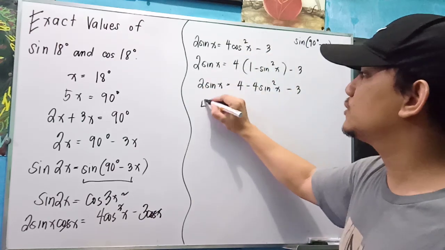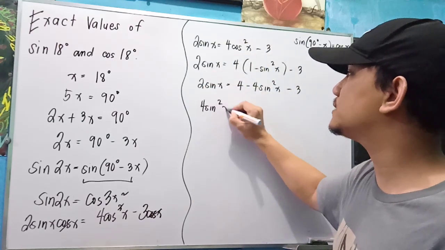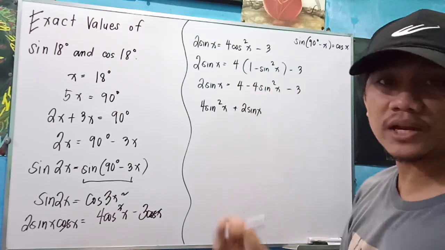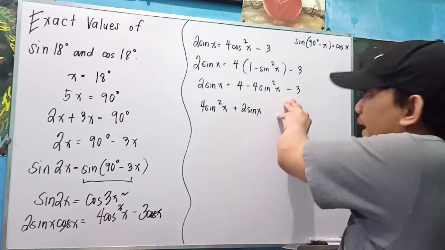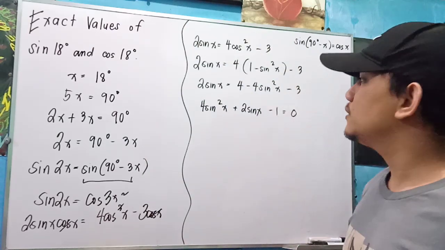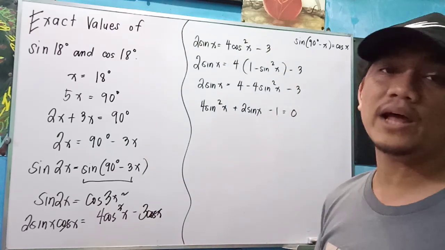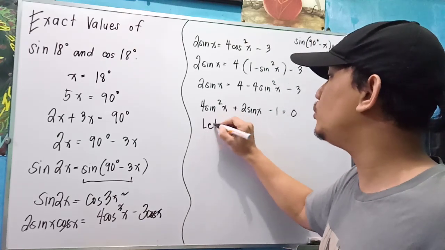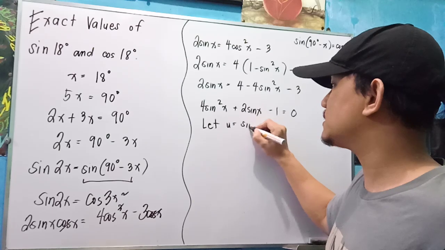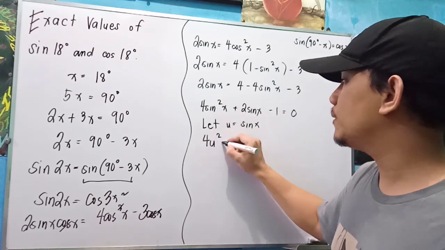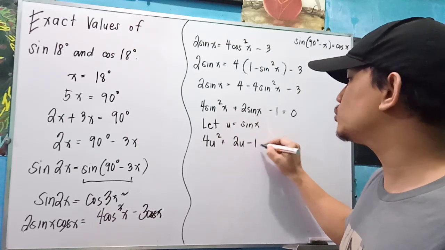Lipat natin. So, we have 4 sine squared x plus 2 sine x. This is 4 minus 3. That is 1. Kaya lang lipat sa kabila. That will be negative 1 equals 0. So, para maging mas madali yung pagkuha natin, we will use quadratic formula by let u equal to sine x. Ang magiging equation natin will be 4u squared plus 2u minus 1 is equal to 0.